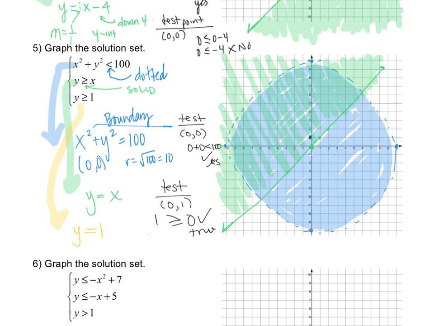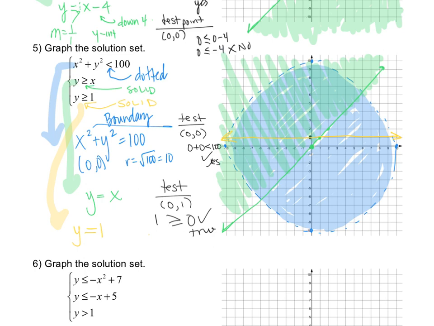And so y equals 1 is a horizontal line. And let's see, we need it to be solid because we see the equal to on the original inequality. So we have a solid line all the way across. And again, we want to see if we should be shading above that line or below that line. So are we going to be up above, or are we going to be below? That's the question. And so we can do a test point.